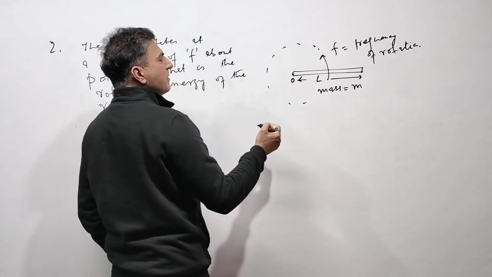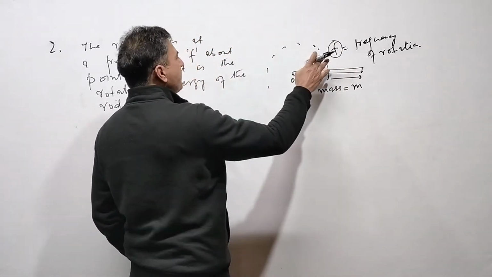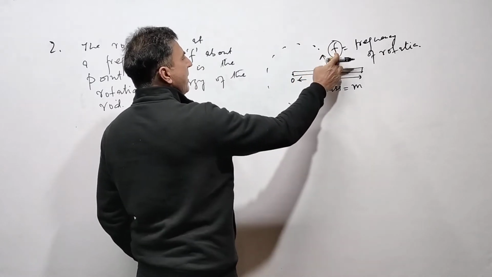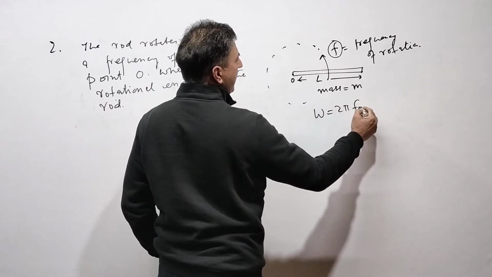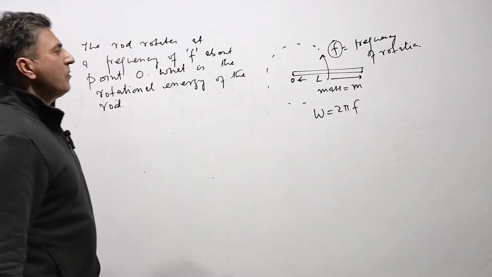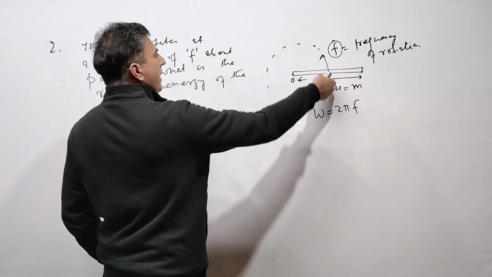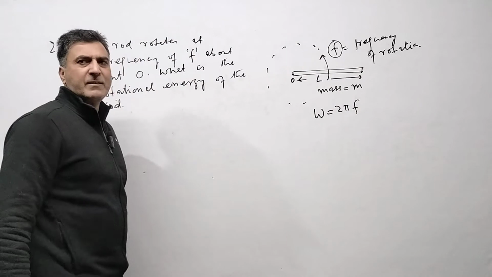And it makes f revolutions per second, which means f is the frequency. F is just the frequency, not angular frequency. F is frequency, but we know omega is 2 pi f. Angular frequency is 2 pi into the frequency of the object. So this rod makes f revolutions per second. We have to find what is the rotational energy.